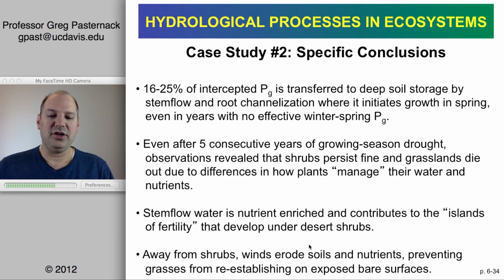So stem flow water is nutrient rich and creates what you could consider islands of fertility that develop under desert shrubs. And then away from shrubs, any wind that's blowing around is going to be able to erode the ground and create more destruction and keep things from establishing there, whereas the shrubs are these calmer areas that hoard nutrients and minerals both at the surface and then in the subsurface.